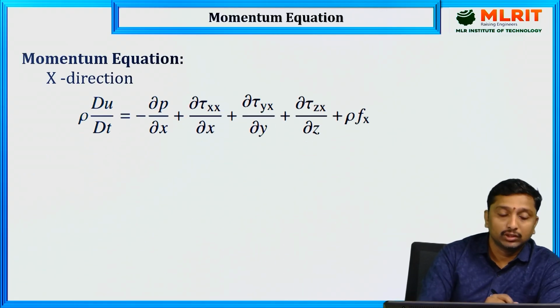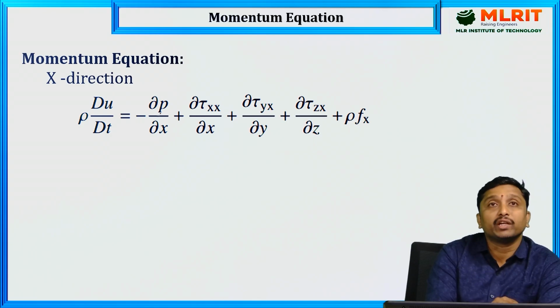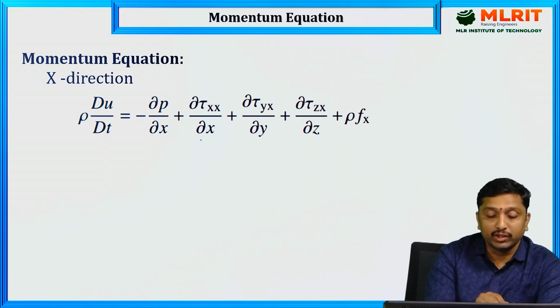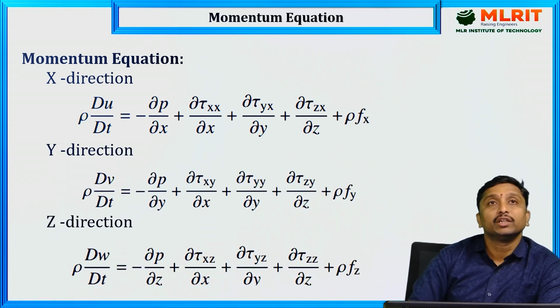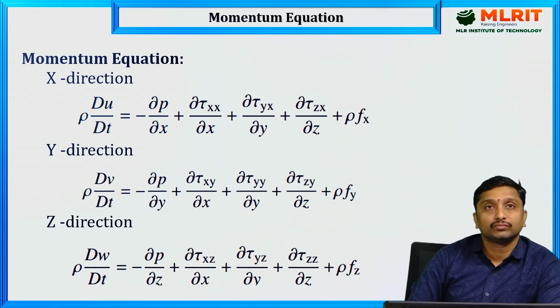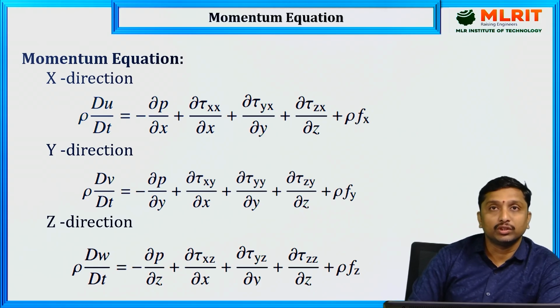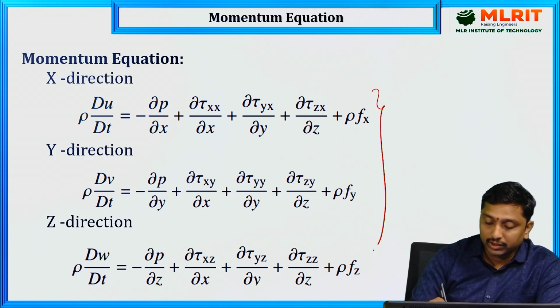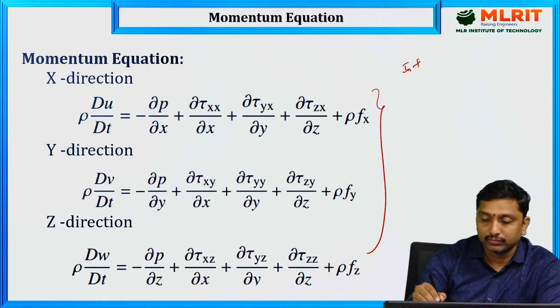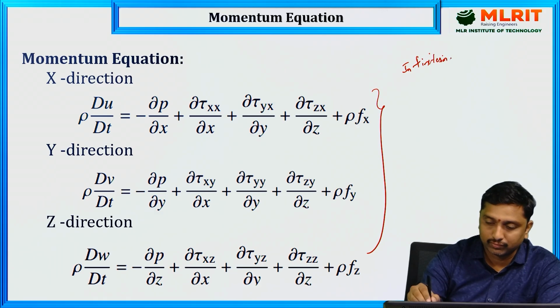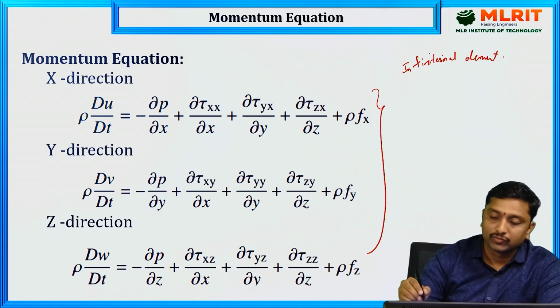So in x direction, rho du by dt is equal to minus dou p by dou x plus dou tau xx by dou x plus dou tau yx by dou y plus dou tau zx by dou z plus rho fx. Similarly in y and z direction, you can consider the equations. So these are the momentum equations in each direction, which we derived using the infinitesimal element model.